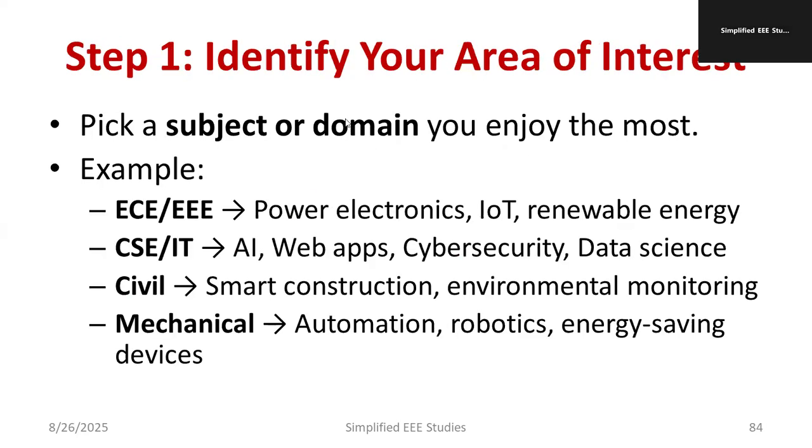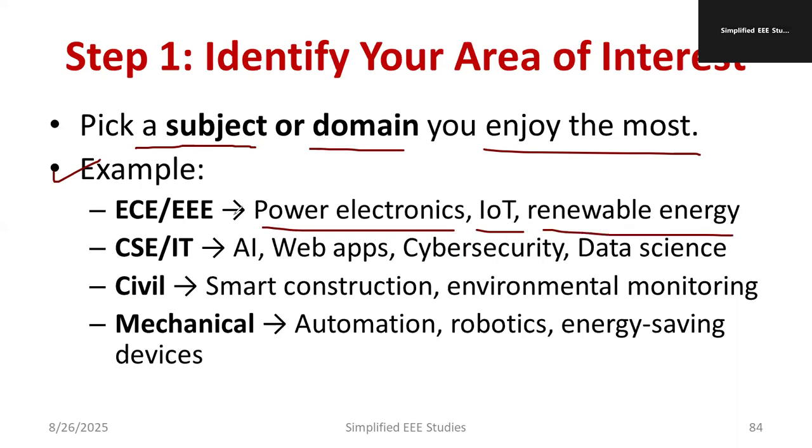So let's get started. First and foremost, you need to identify your areas of interest. That's the most important part because you are going to develop a project. So find a suitable subject which you already studied, or find a domain which you really enjoy the most. If I talk about EC and EEE, there are different domains like power electronics, Internet of Things, renewable energy, electric vehicles. If you are interested in those areas, find out the domain. Accordingly, you can search for the title.